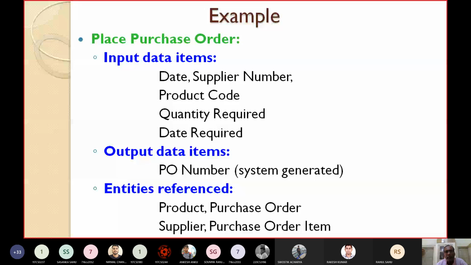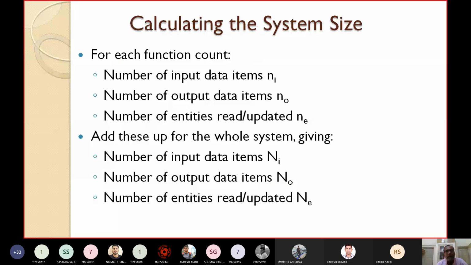Number of output data items, number of entities read or updated, NA. This is for each functionality. Then how many functionalities are there? Then you add these up for the whole system. Add whatever is there for each function. Suppose there are 10 functionalities. Then add these values for the 10 functionalities to get these 3 values for the whole system. It will give you the number of input data items for the whole system, which we call capital NI, number of output data items, NO, and number of entities read or updated, NA. You will get these for the whole system.